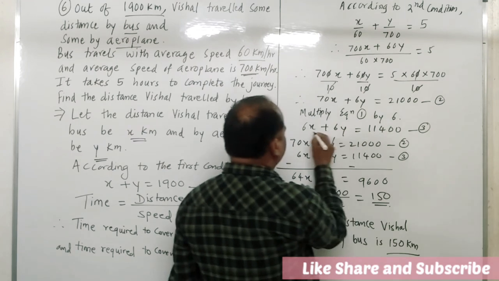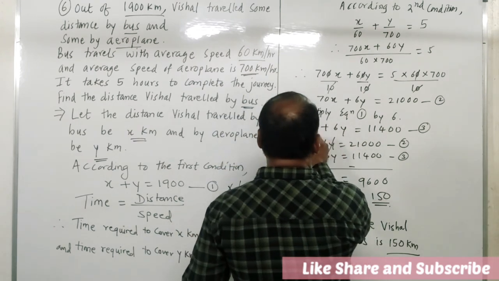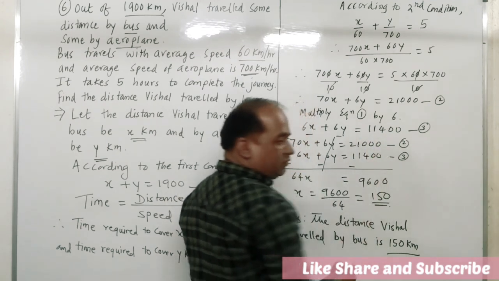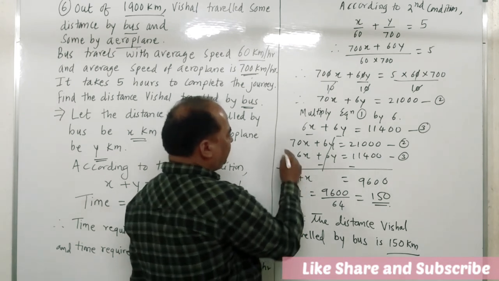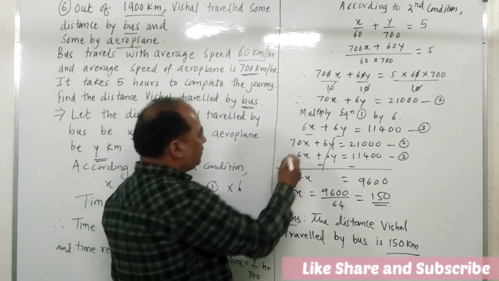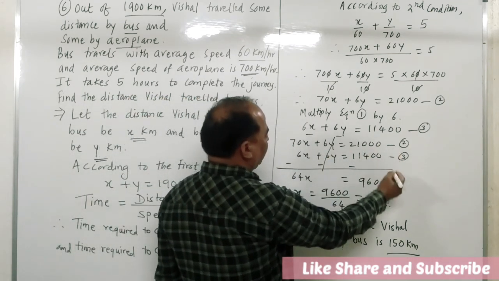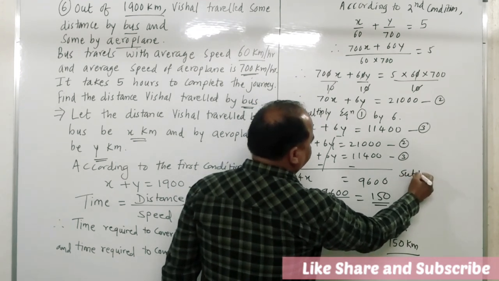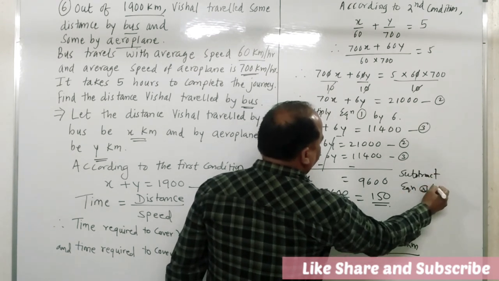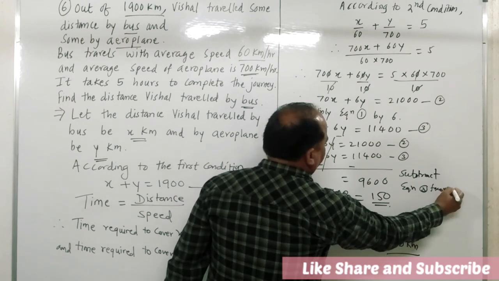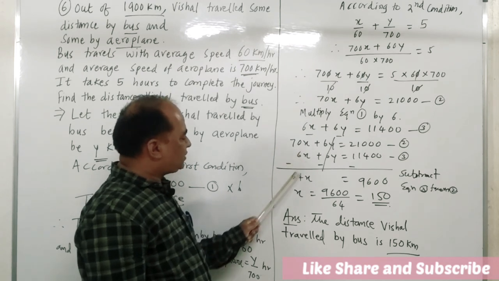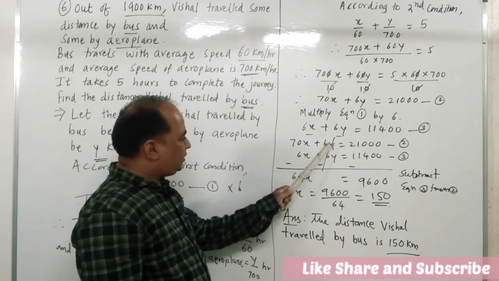Now multiply equation 1 by 6. After multiplying equation 1 by 6 we will get 6x plus 6y is equal to 1900 into 6, which is 11400. Now take this equation second and third together. Subtract equation 3 from equation 2.